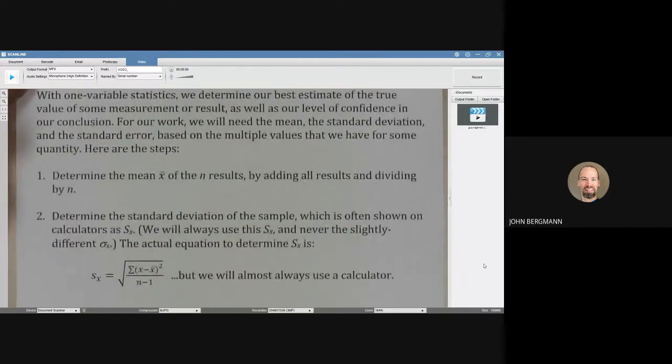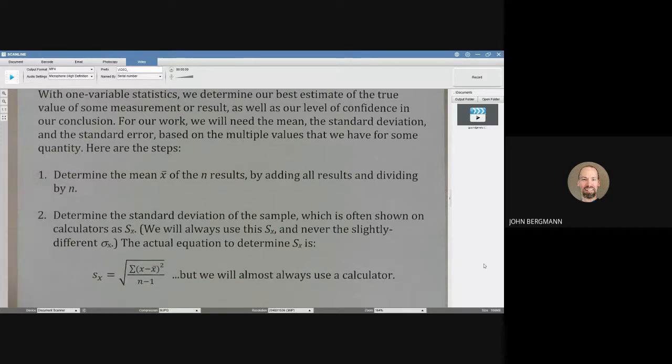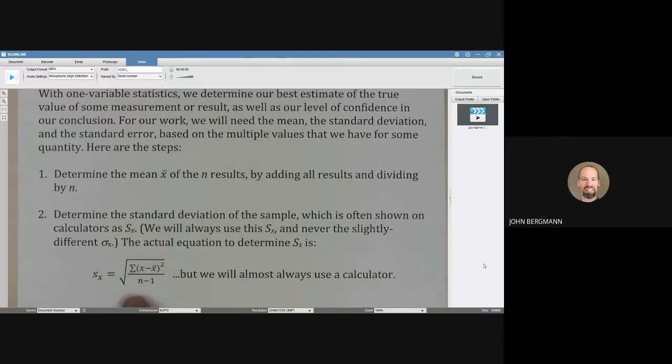Number one, we're going to determine the mean by adding all results and dividing by the number of them. You learned how to do that in third grade, fourth grade. Number two, we're going to determine the standard deviation, which is often shown on calculators as S sub x. And we're always going to use this S sub x and never the slightly different sigma sub x. So there's an equation for that. Here it is, but it's easiest to use a calculator, and that's the way that I'm going to show you.